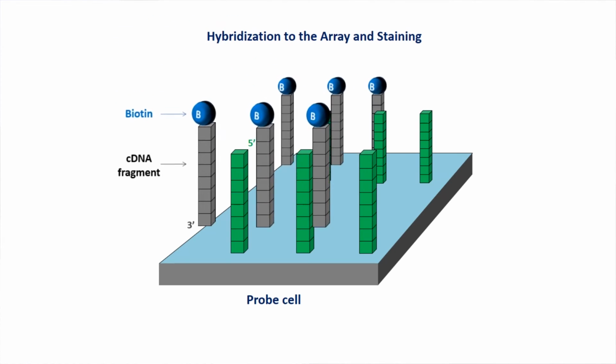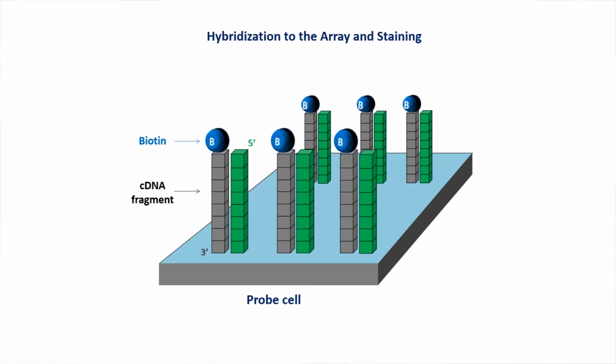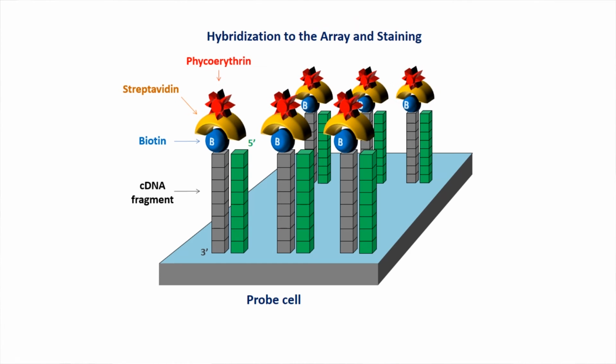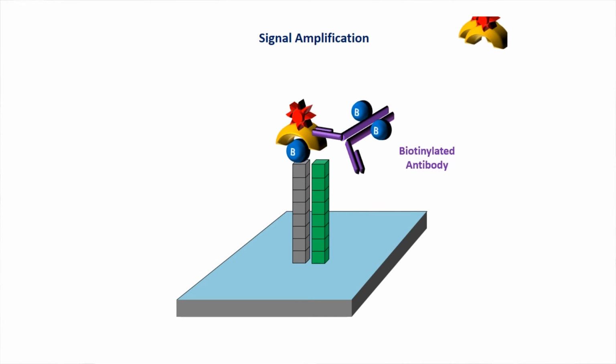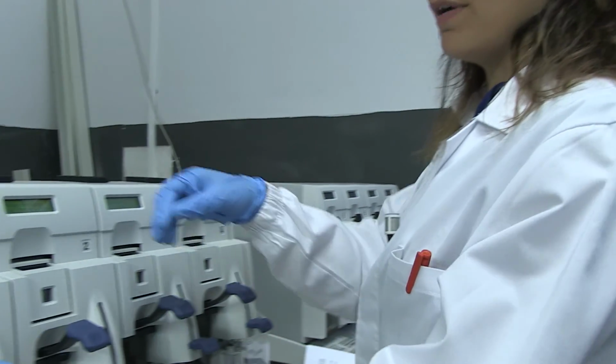During hybridization, the sense cDNA hybridizes to the antisense oligoprobe. In the staining step in the fluidic station, the streptavidin phycoerythrin binds to the biotin. Another step is performed in the fluidic station in order to amplify the signal. The array is incubated with a biotinylated antibody against streptavidin. A second incubation with streptavidin phycoerythrin completes the amplification step. Then the fluidic station fills the cartridge with holding buffer for scanning.